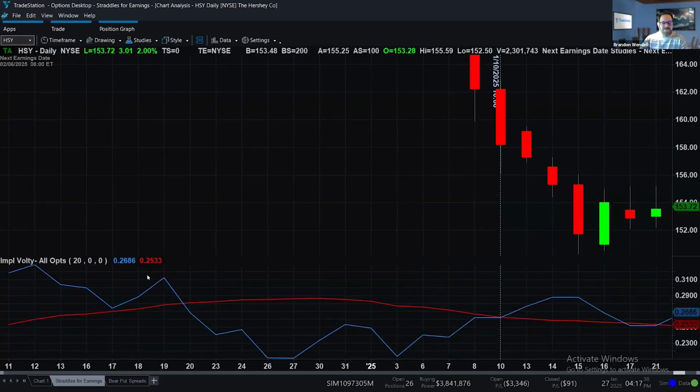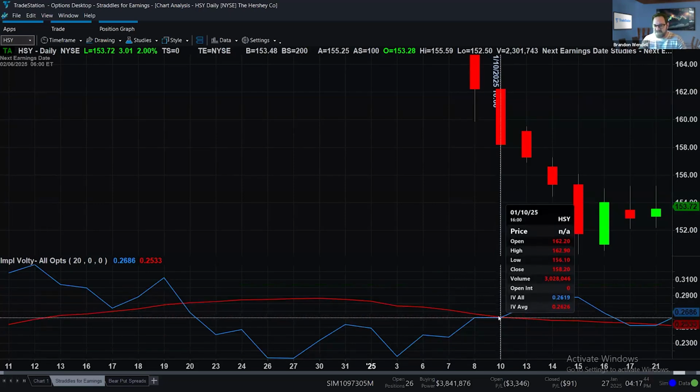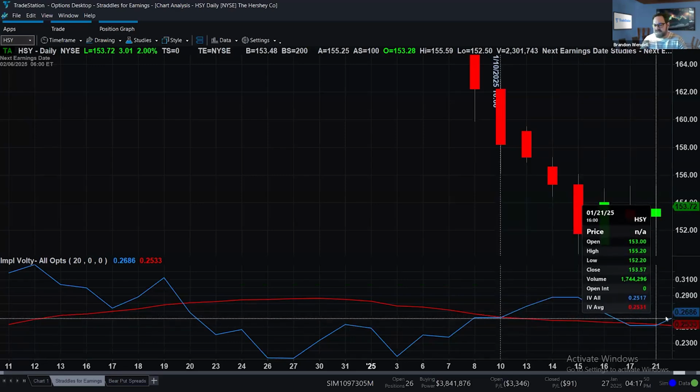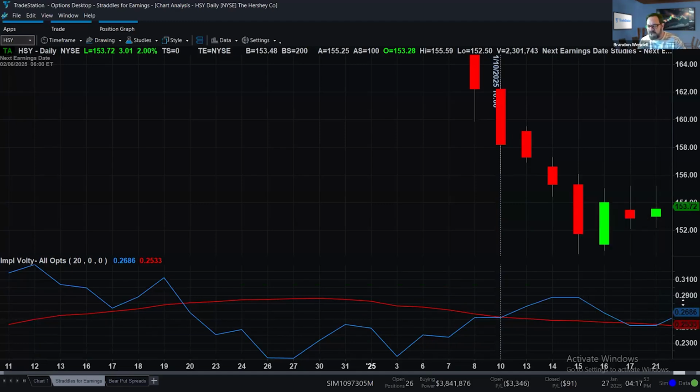And here is implied volatility for the options. You can see it was sitting right around 26.19. And currently it's at 26.86. So it really hasn't changed much. So volatility hasn't been a factor, has it? It's gone up a little bit, but not by much. It actually went all the way up to 29, but then came back down.